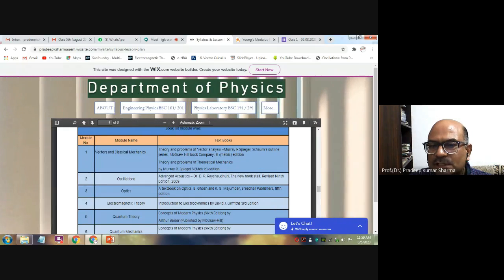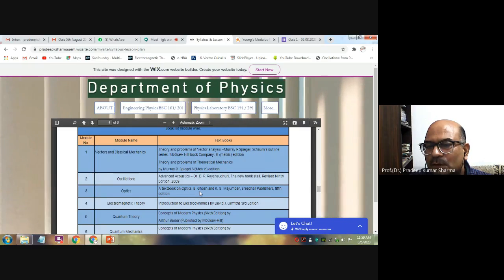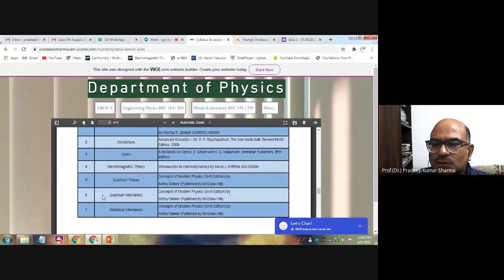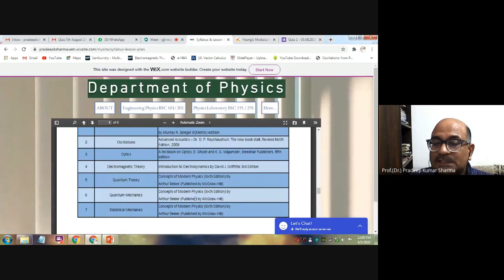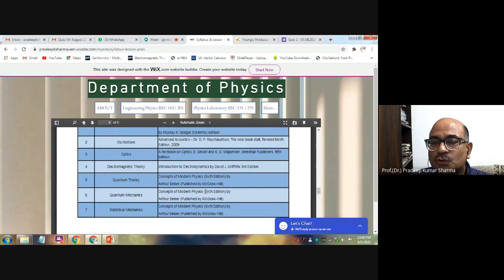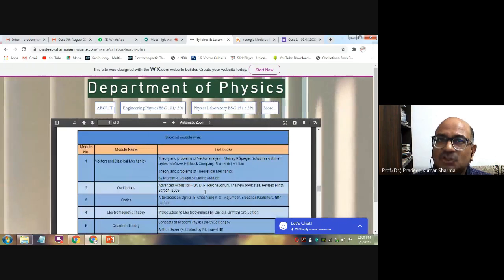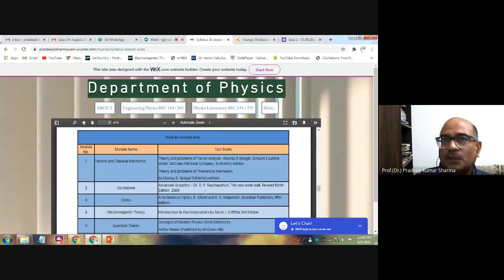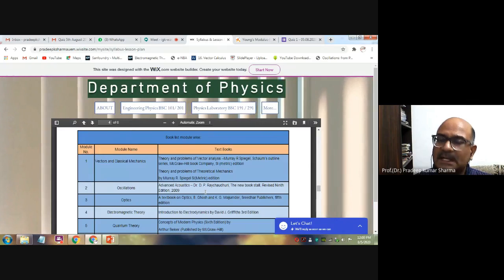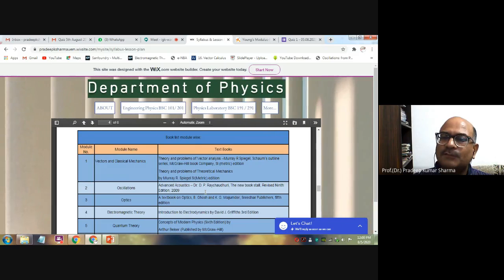For oscillation, advanced acoustics and optics you have B Ghosh, K.G. Majumdar. So there are different books for different topics, but you cannot purchase all the books. These are reference books. Reference books you should not purchase. You should have a copy just to refer to for a topic or a doubt. But for the entire syllabus, there can be one book. So I will give you those details for my subject.